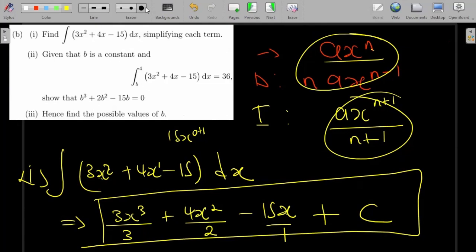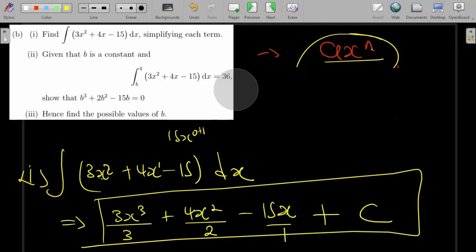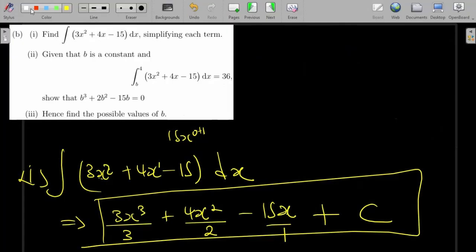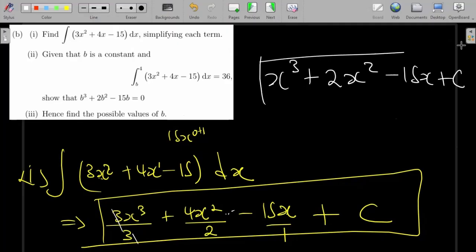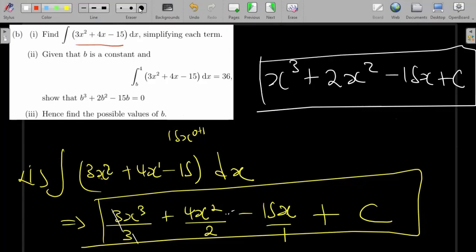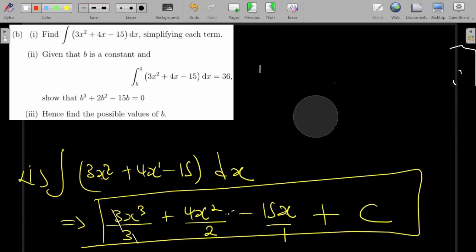So this one here is the integral of this guy. So you can try to simplify it further, but by just dividing. So here 3 and 3 go. We have x to the power 3 plus this one here to be 2x squared minus 15x and then plus c. So this is the integral of what we had there. All right, so this one is very simple.